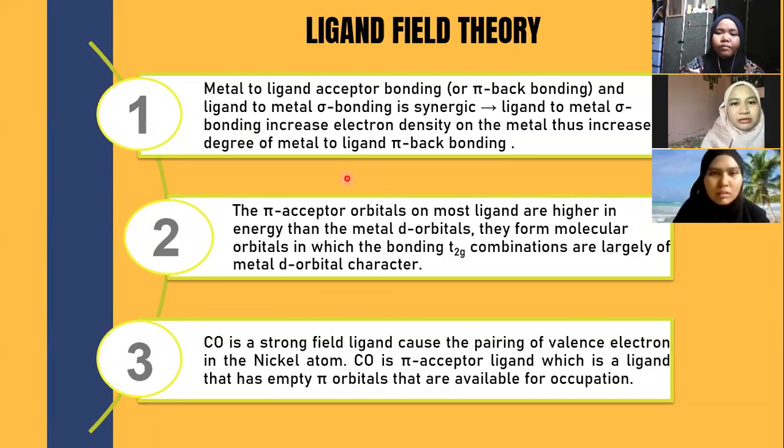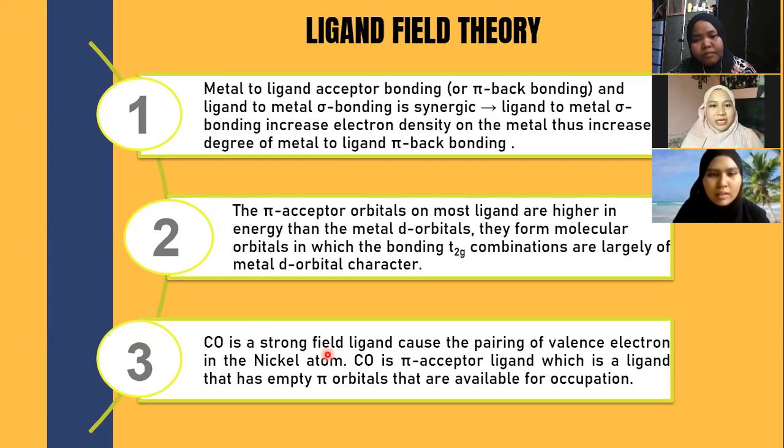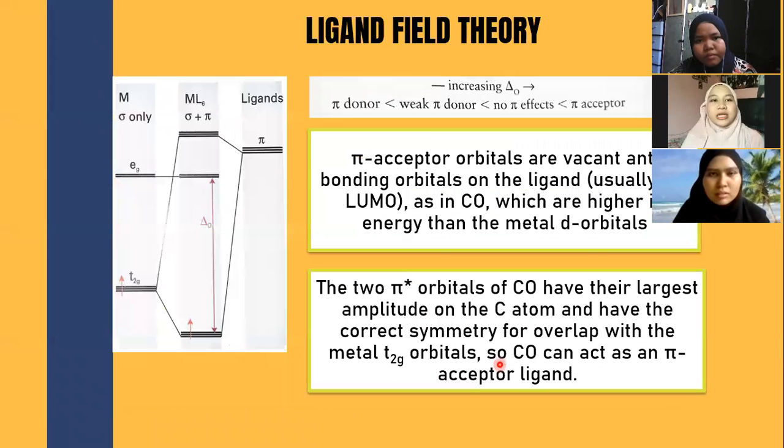The pi acceptor orbitals on most ligands are higher in energy than the metal d orbitals. So they will form molecular orbitals in which the bonding t2g combinations are largely of metal d orbital character. In our group's coordination compound, tetracarbonyl nickel, the carbonyl is bonded to the nickel. As the carbonyl is a strong field ligand, it causes the pairing of valence electrons in the nickel atom. Carbonyl is a pi acceptor ligand, which is a ligand that has an empty pi orbital available for occupation.